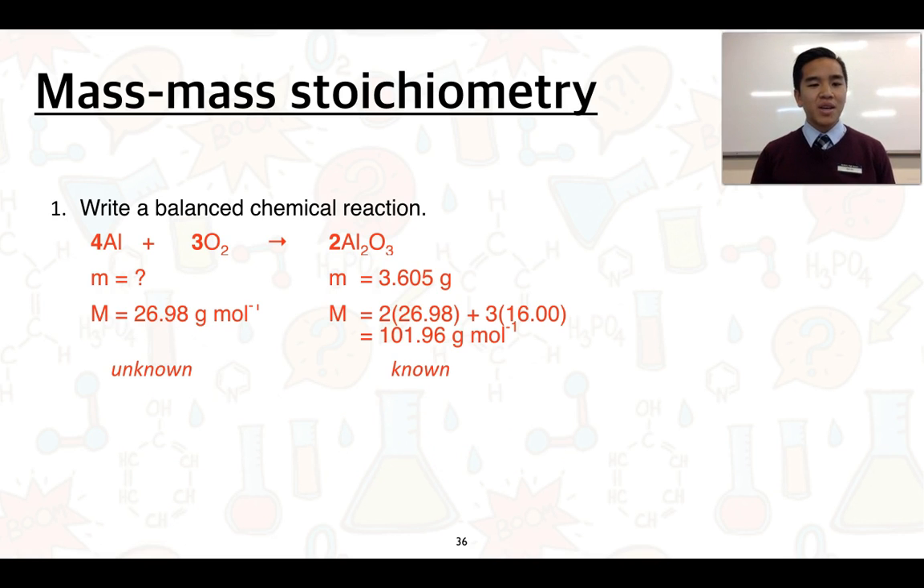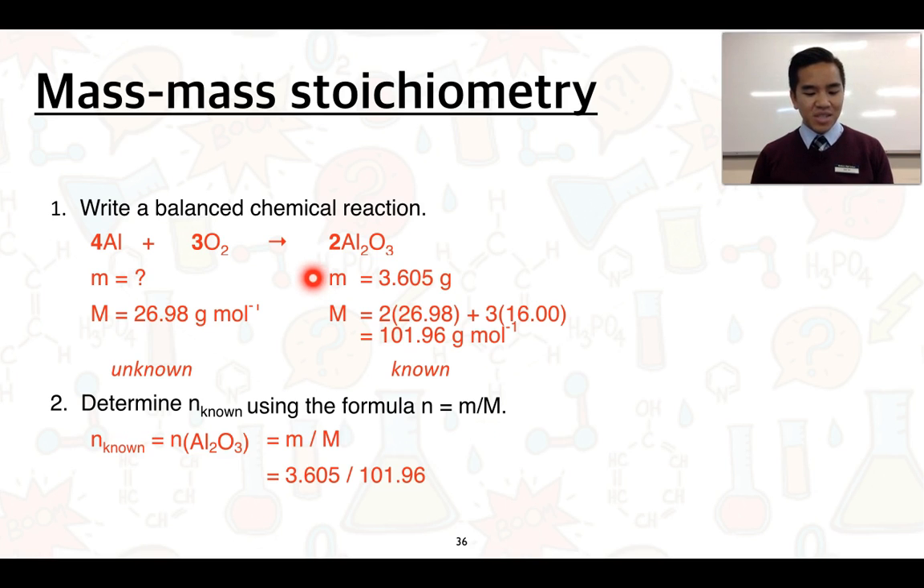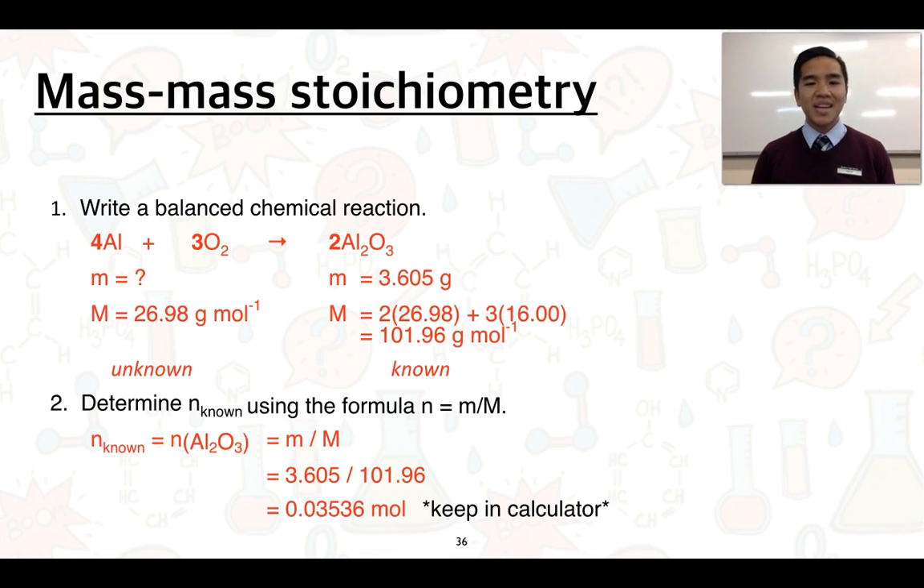So from here, we'll take it to the second step. We need to work out the number of moles of our known. We just use this formula, mass over molar mass. So substitute our values in that we've got here. The mass is 3.605, molar mass 101.96, and we get an answer of approximately 0.03536. Again, just keep that answer in your calculator, use it for the next step.